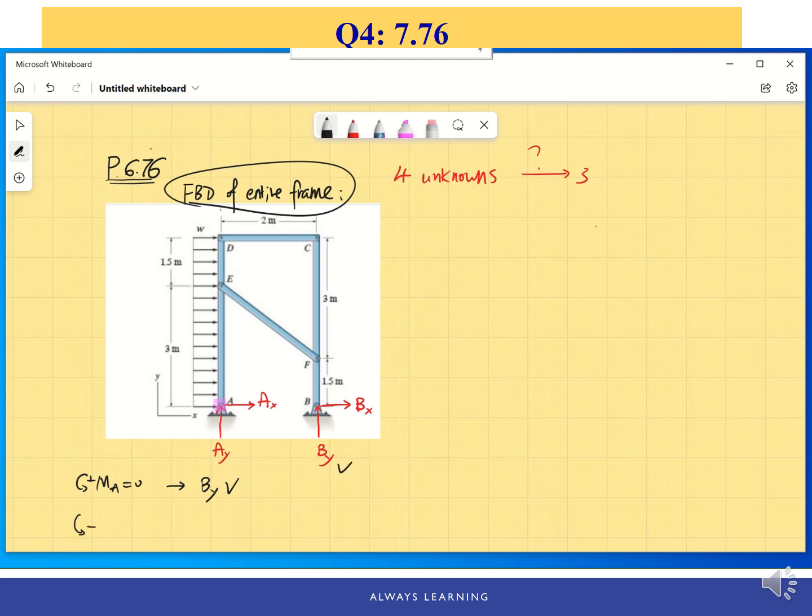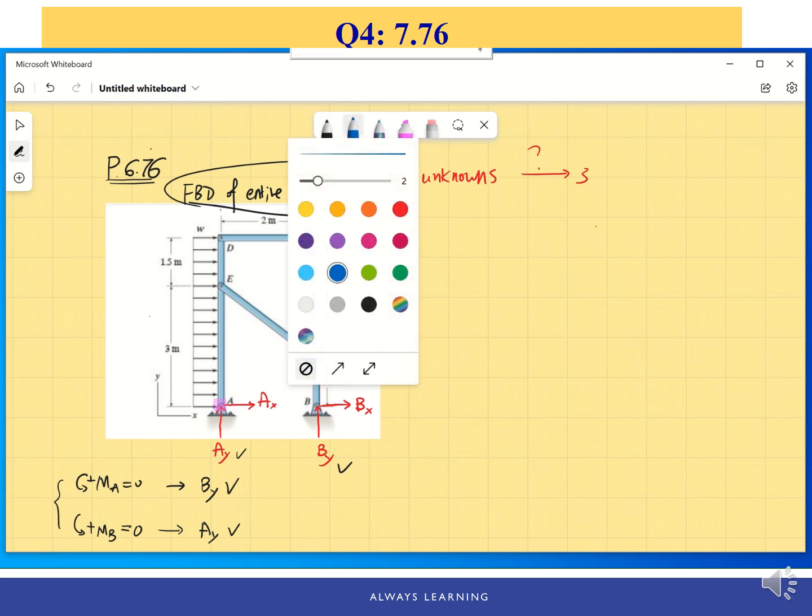And next, if you use the moment about point B, same idea. BX, BY, and AX will be cancelled from this equation, so AY will be solved. Alright, so two out of 4 will be solved, and then we can only solve one more using this free body diagram. And also don't forget to replace the distributed load with one concentrated load, okay, to simplify your analysis.